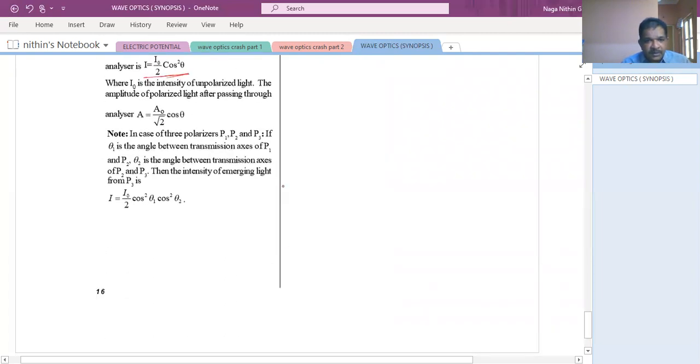Next, P1, P2, P3 are polarizers. The angle between P1 and P2 is theta 1, and theta 2 is the angle between P2 and P3. Then the I value will be I naught by 2 cos square theta 1 cos square theta 2. This formula we will use here.